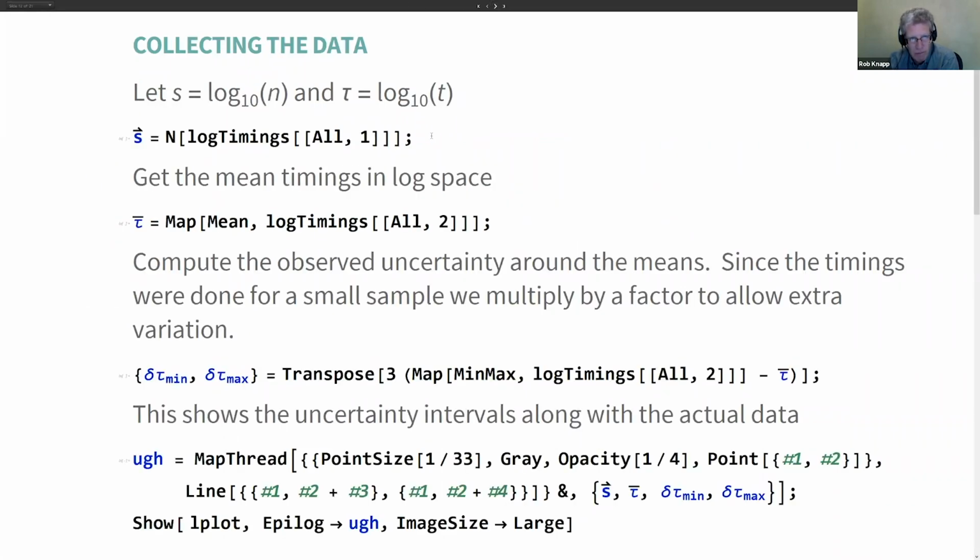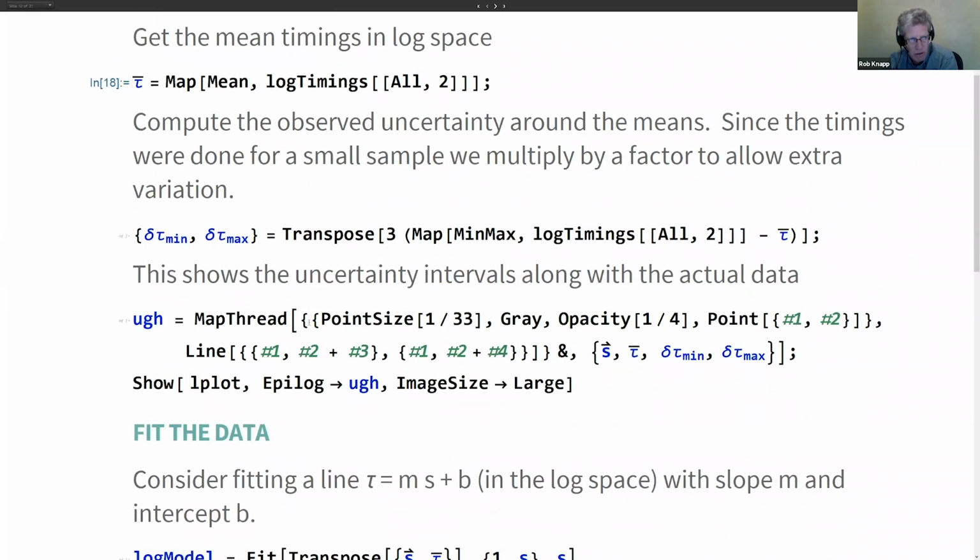Okay, so yes, I'll get some data about the log timing. I'll call tau bar the means of those timings, so the mean for each value of n, and s is the log of the n's I had, which go from 2 to the 8th through 2 to the 12th. And this is going to be the variation, I'll call it delta tau, the variation in the log space. I've multiplied this by 3 times the actual variation because I only did 10 realizations, and realistically I'm likely to get more variation, though the factor I choose is a bit arbitrary.